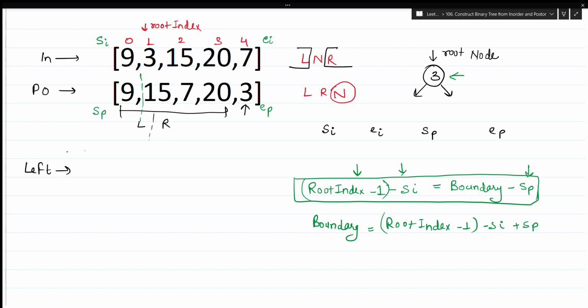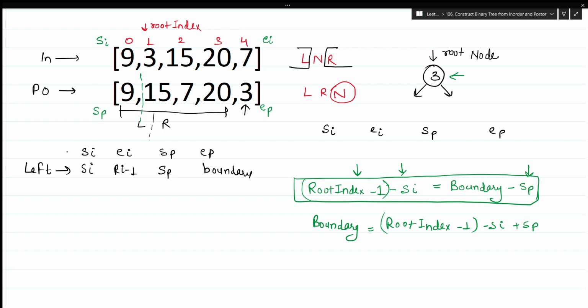If I talk about SI, EI, SP and EP for my left, what will be the SI? SI will be SI only, the starting of inorder. What will be my ending index in the inorder? That is root index minus 1. What will be my starting postorder index? That will be SP only. But what will be my ending position in postorder? That is boundary.